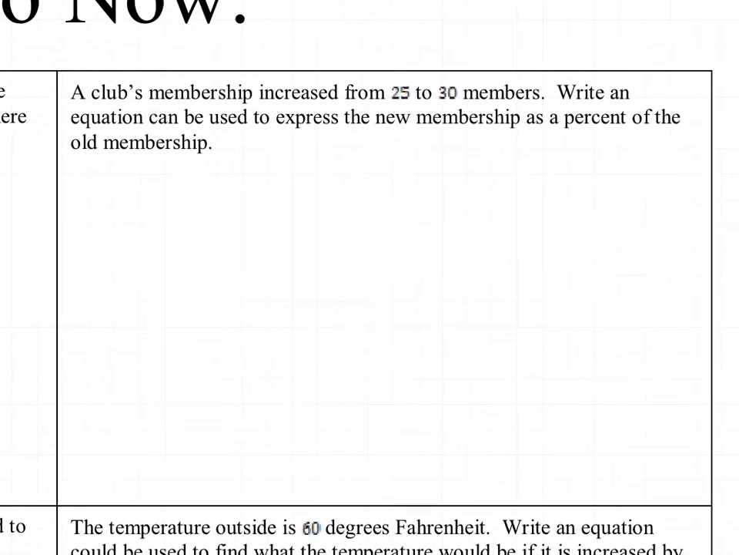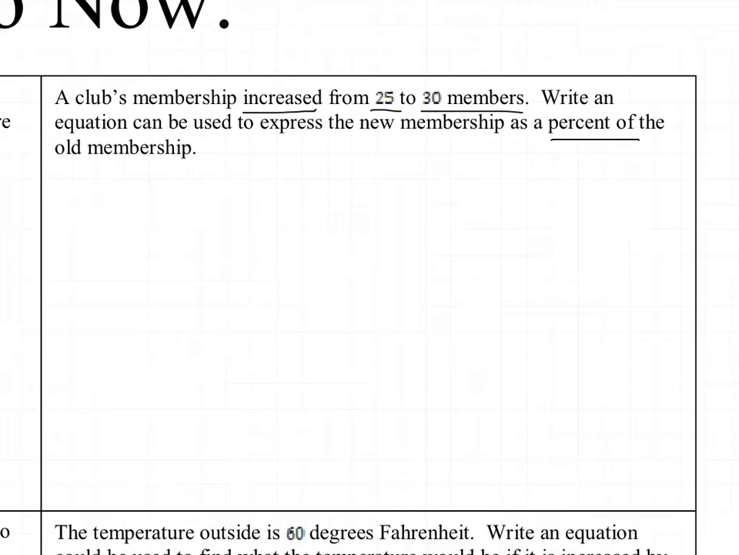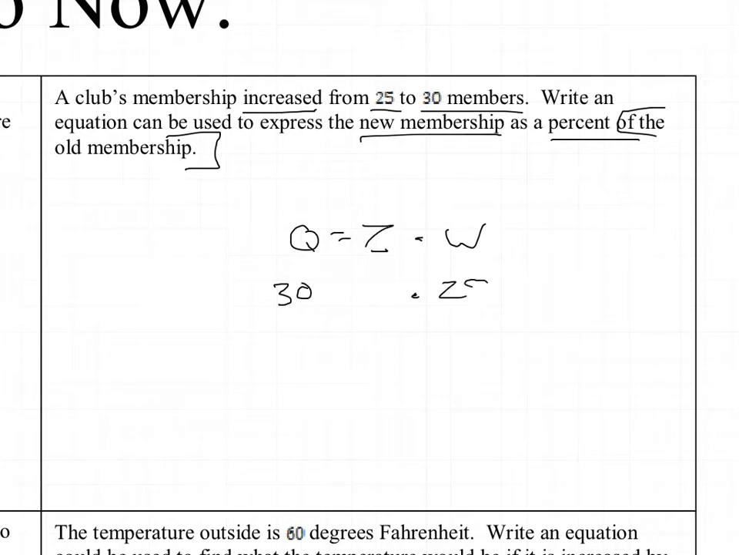Coming over here, the membership increased from 25 to 35. So this is one where it's increasing, but we notice the question asked me percent of the old membership. So the question actually tells us this is a percent of problem. Q is equal to blank percent times whole. Percent of what? The old membership. And it says the new membership as a percent of the old membership. So the new membership is going to be 30. The old membership is going to be 25.